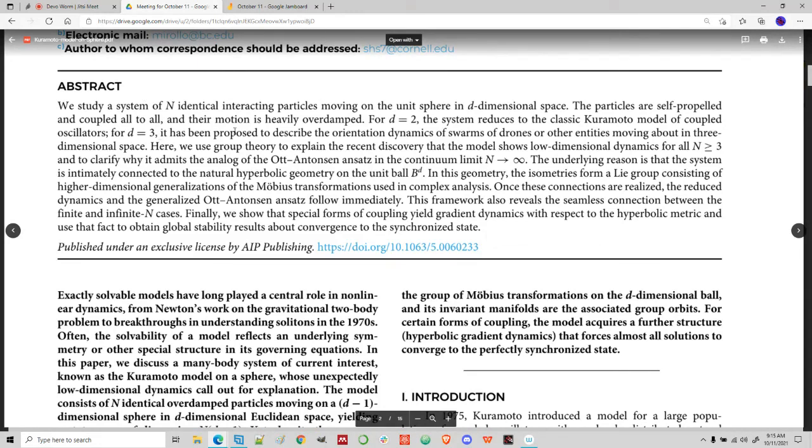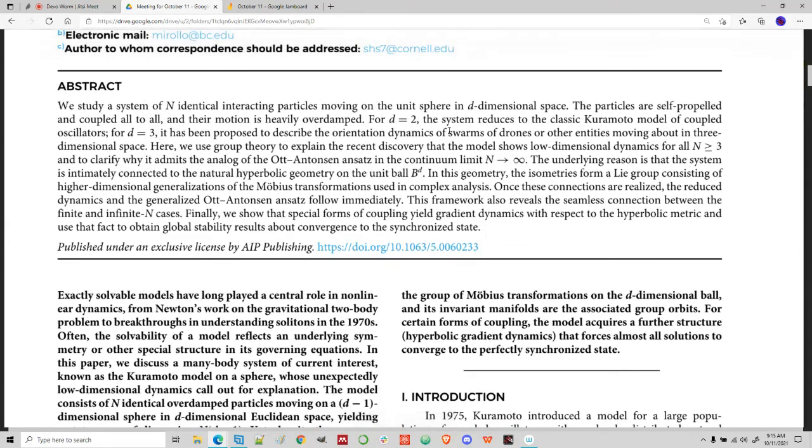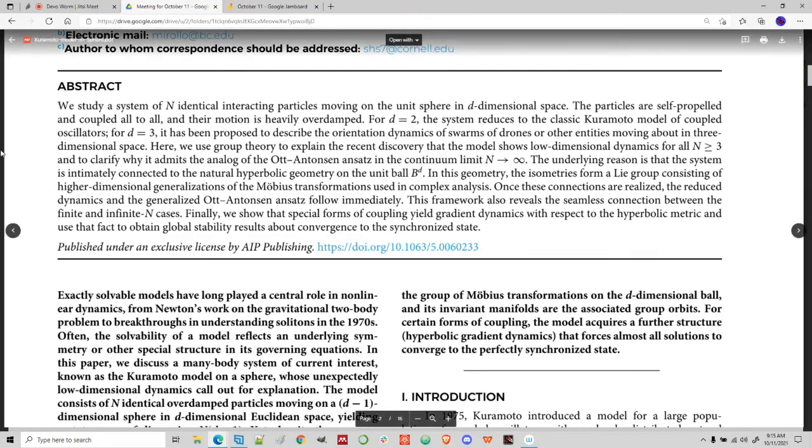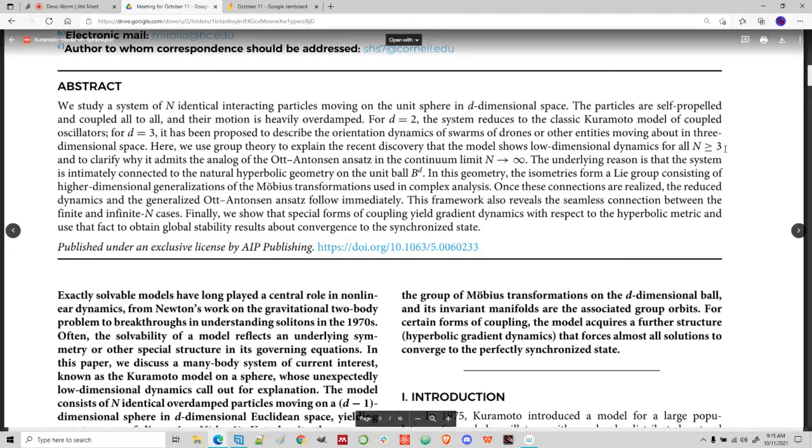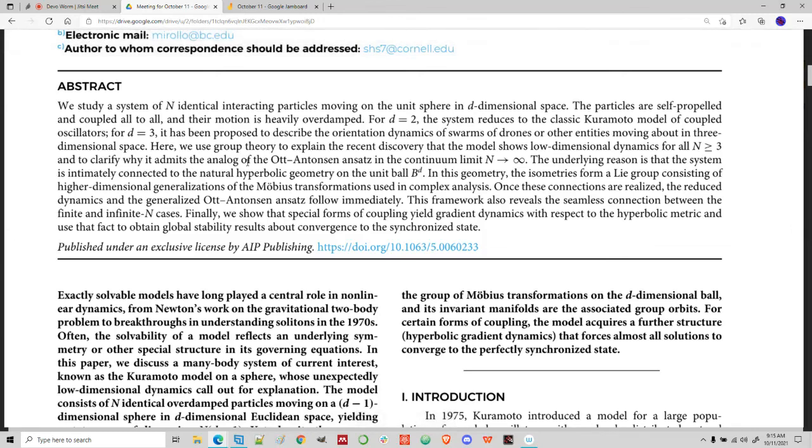For d equals 3, it has been proposed to describe the orientation dynamics of swarms of drones or other entities moving about in three-dimensional space. Here we use group theory to explain recent discoveries of that. The model shows low-dimensional dynamics for all n greater than or equal to 3, and to clarify why it admits the analog of the Ott-Antonsen ansatz in the continuum limit.